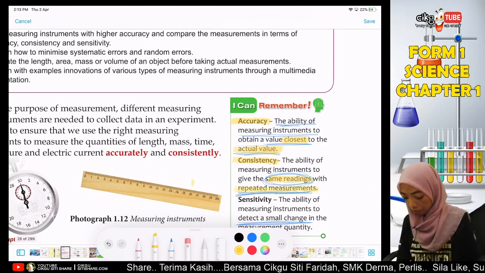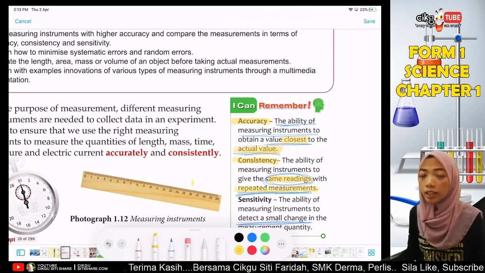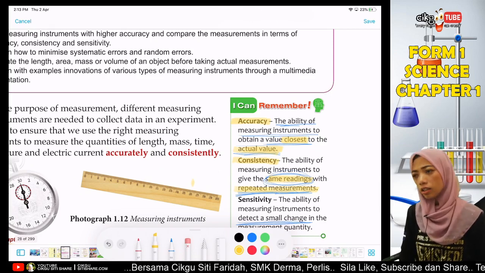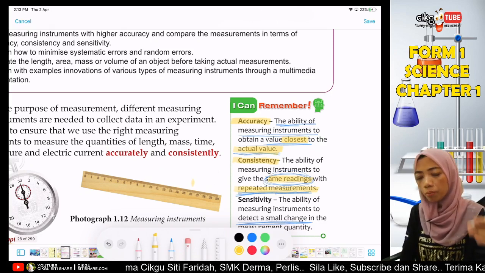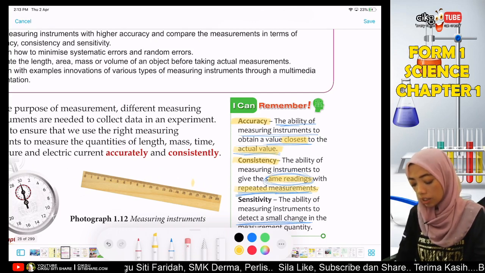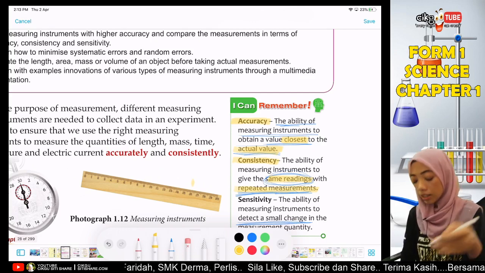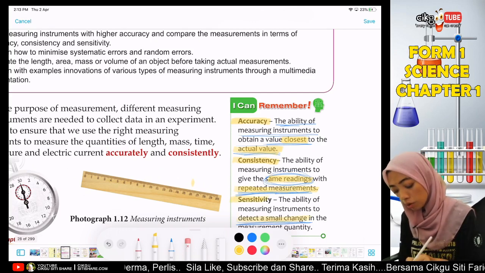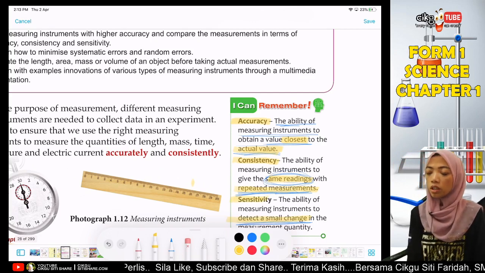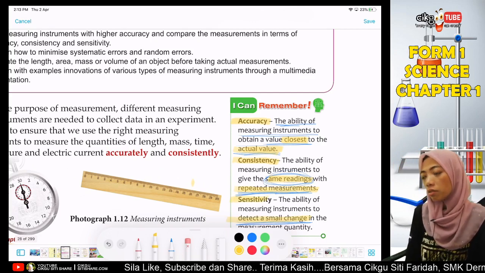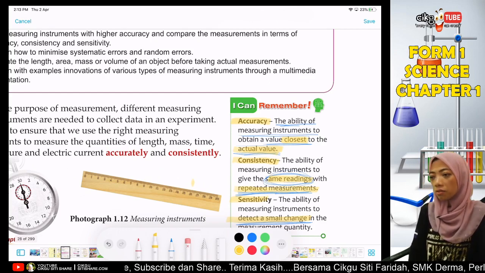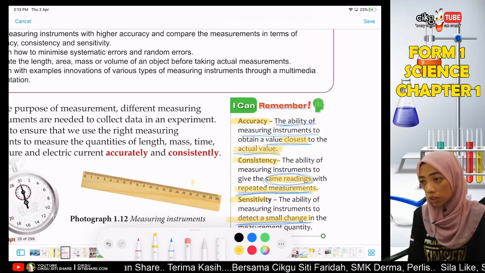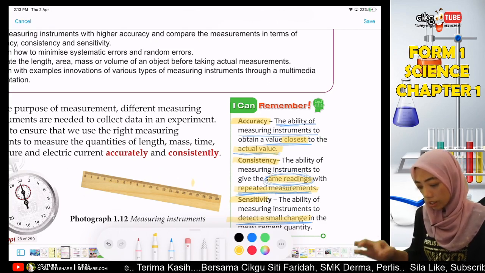So normally we take three times measurement. The three time measurement is a similar reading, same reading, repeated. After you repeat and repeat, you get the same reading. That is consistent. Okay. Sensitivity is the ability of an instrument to detect a small change. If that instrument is sensitive, the sensitivity is higher, so it's a good instrument. It can detect the accurate result.